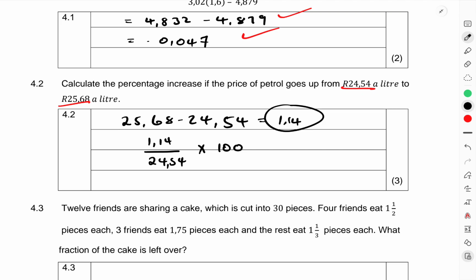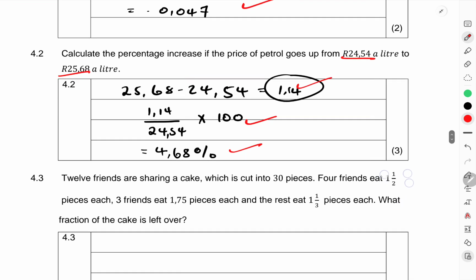Now what is 1,14 divided by 24,54 multiplied by 100, which is going to give us an answer of 4,68%, meaning the petrol increased by 4,68%. Now it means you're going to get a mark for finding the difference that the petrol price increased with. Then you're going to get a mark by doing the percentage form by multiplying by 100. Then you're going to get a mark for the final answer, which is 3 marks.